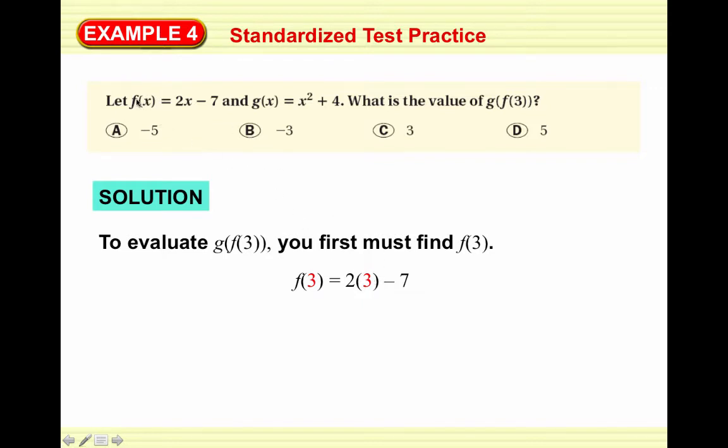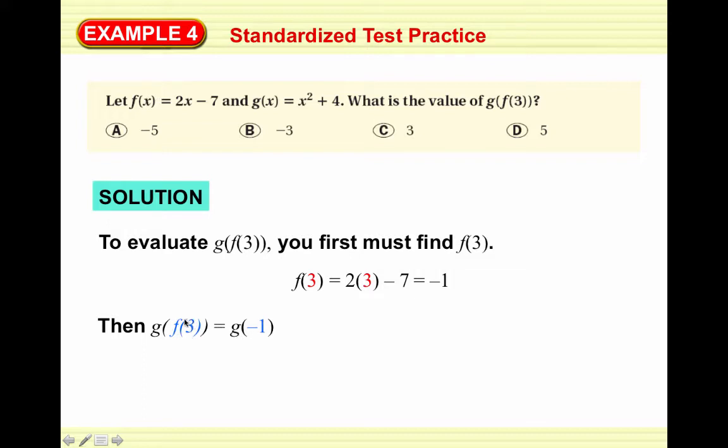So we look at our rule, and our rule for f of x is 2x minus 7. That means take whatever input you are given, multiply it by 2, and subtract 7. So when we have 3, we're going to plug that in for x. So we're going to do 3 times 2 and subtract 7. So that's going to give us 6 minus 7, which is negative 1. Okay, so f of 3 is equivalent to negative 1 for this problem. So that means that g of f of 3 is equal to g of negative 1.